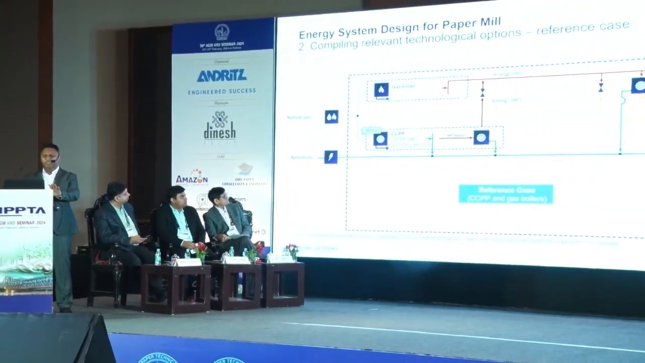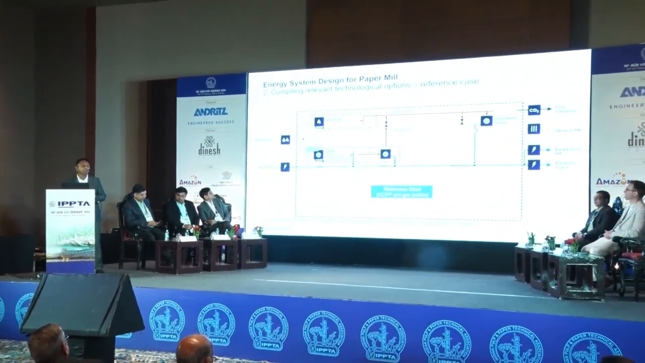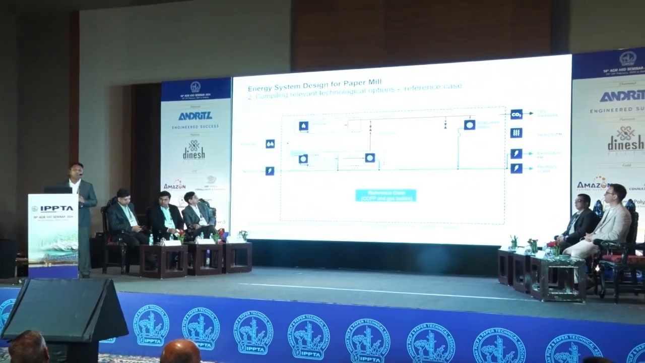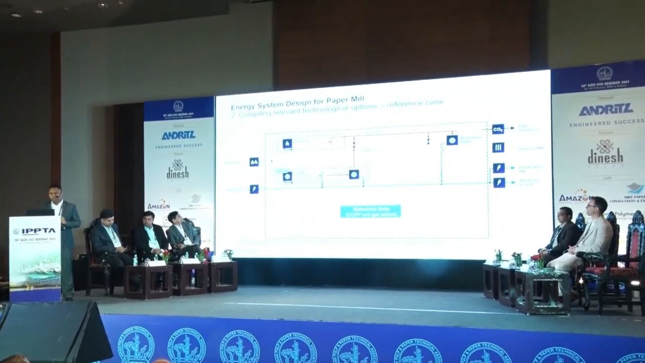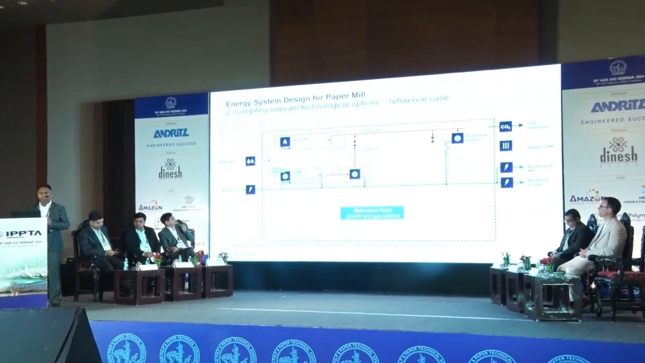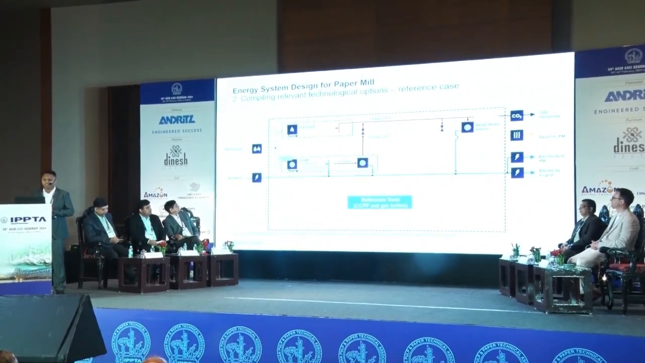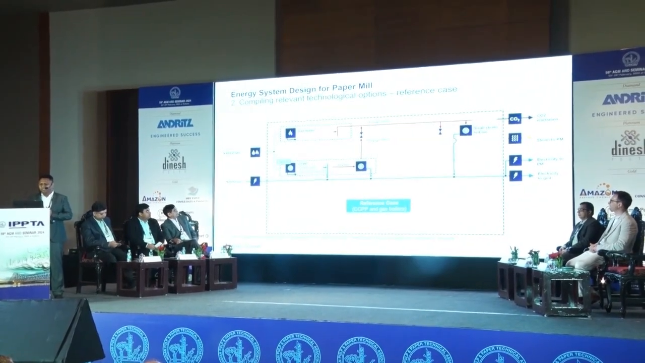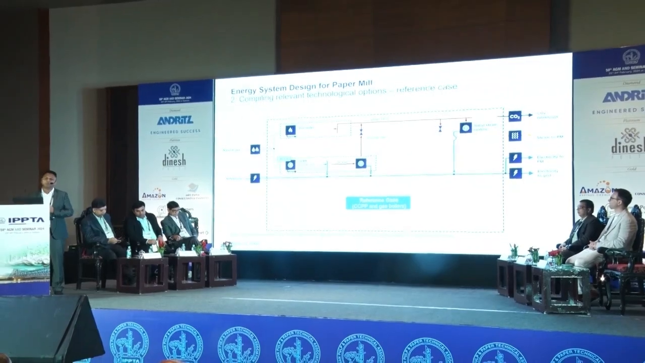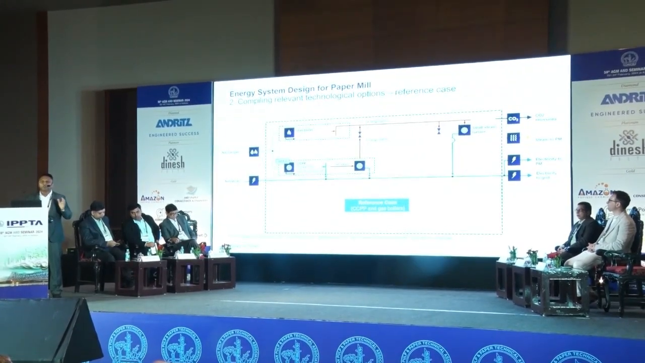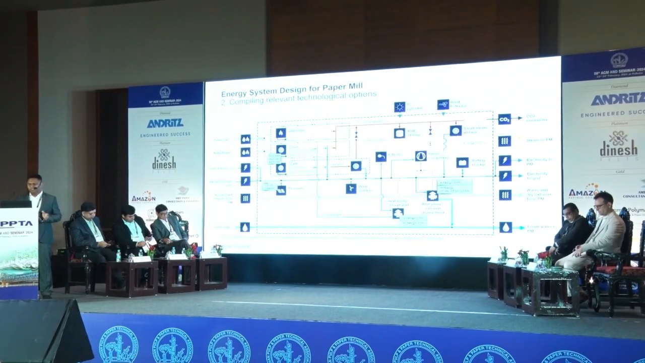And this is one use case which was implemented on a recycled fiber-based paper plant in Germany. Here you see only 2 power sources: one is natural gas and one is grid electricity. Based on that, the energy system was designed in order to get the maximum benefit in terms of carbon footprint reduction and energy optimization.